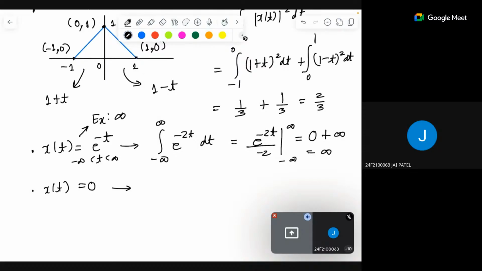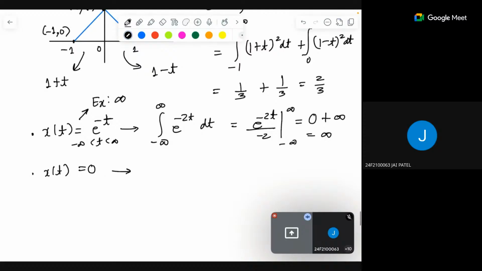That means it is not an energy signal. What about x(t) equals 0? What is the energy of this signal? It will stay 0. Yes, the energy of this signal will be 0. Okay, if we have any periodic signal, what will be their energy?